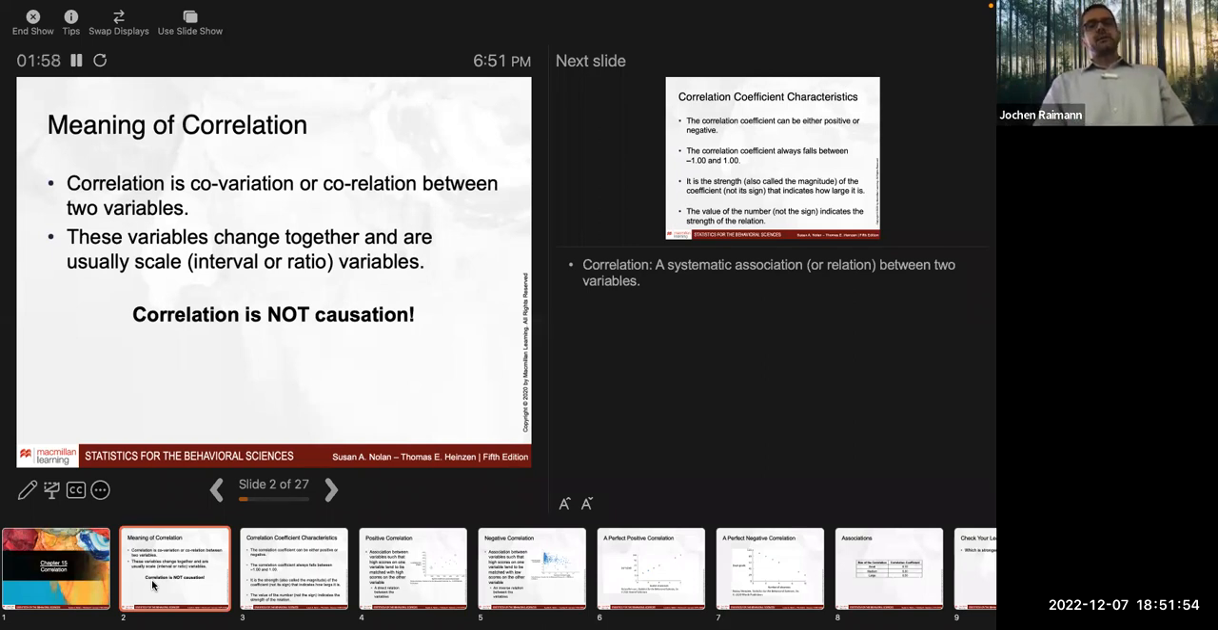So in essence, correlation is the covariation between 2 variables. That means if one variable changes, the other one changes too. If one variable increases, either the other variable increases as well, or it's the other way around: one variable increases, the other one decreases. One is called a positive correlation, the second one is called a negative correlation. Simple.